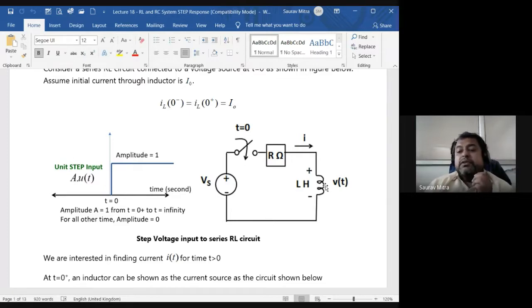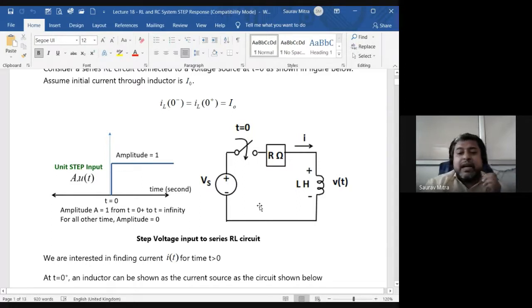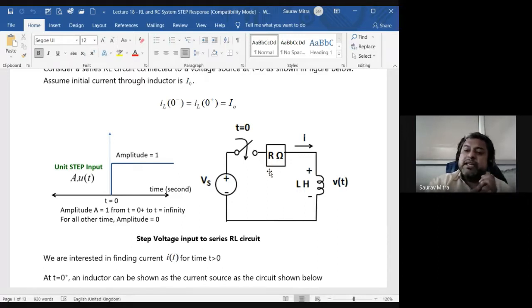So the output parameter for the RC circuit is voltage. That's why whenever we are doing an RL circuit, we assume that the initial condition is current, and that current is called IL0 minus. IL0 minus means just before connecting the switch at t equal to 0. What is IL0 plus? Just after connecting the switch. Connecting the switch means the supply is connected to the circuit components R and L. So just before and just after connecting the switch, the initial current stored in the inductor is capital I0. This is the assumption.